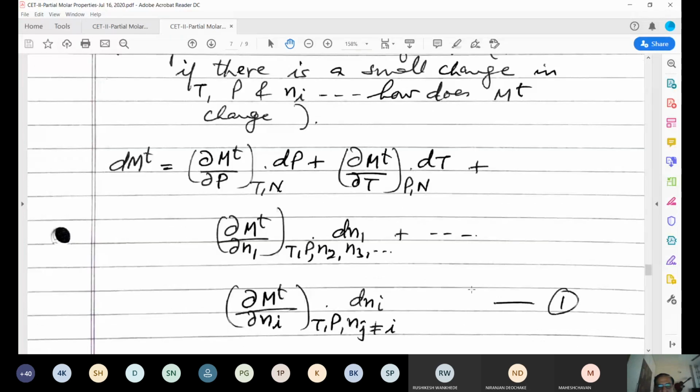And if I take the I component, M^t by N_i at constant temperature, pressure, and N_j, where j is not equal to i, into dN_i.